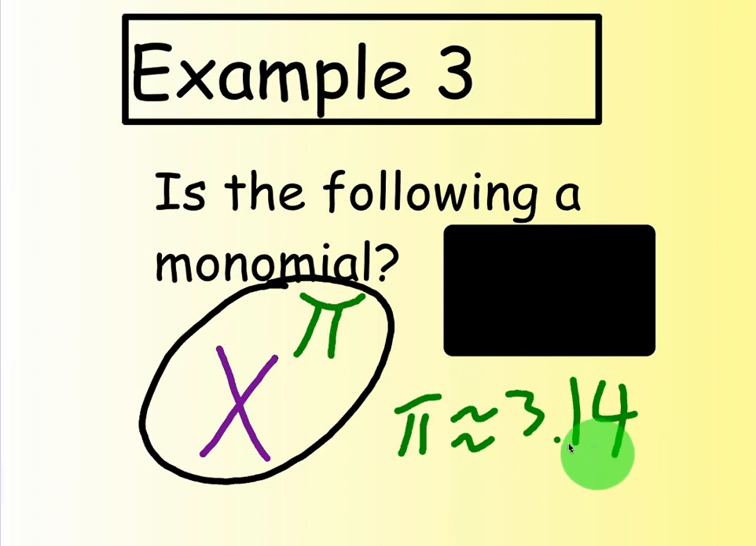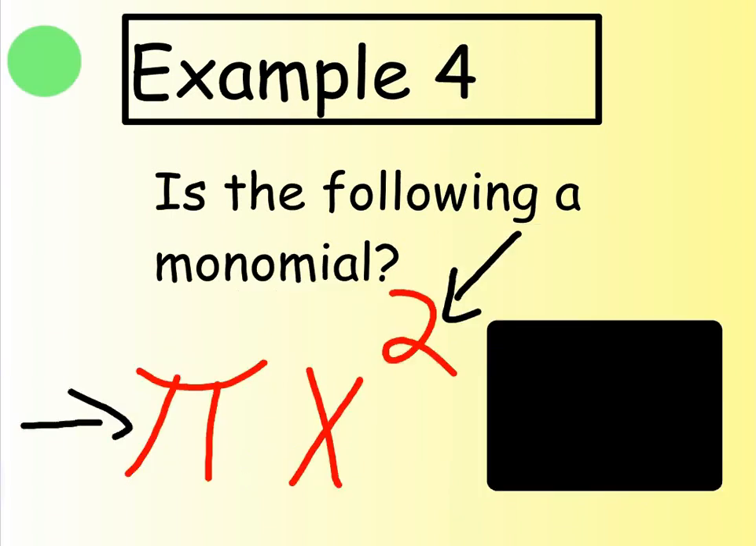Remember, if this was a 2, of course, x squared would be a monomial. Again, that goes back to thinking about the formula for the area of a shape. x squared, for example, would be the area of a square with side lengths x. That would be a monomial. But because this is a decimal, it's not a monomial.